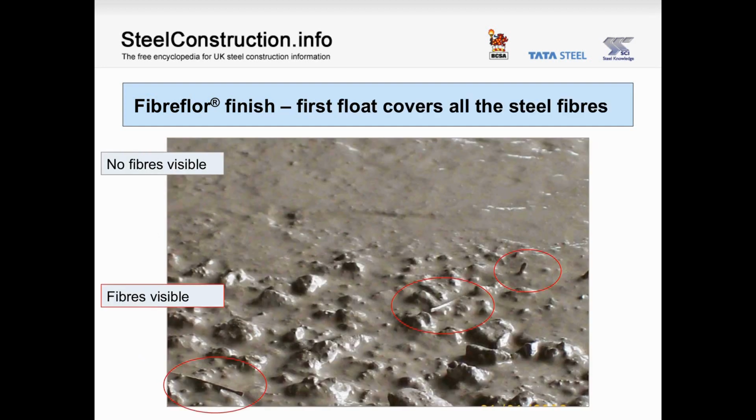One concern with systems incorporating steel fibres has been whether fibres will protrude from the slab after casting. As can be seen on the picture, though they will be visible as the concrete is placed, the first float moves them from the surface of the slab, resulting in a standard finish.